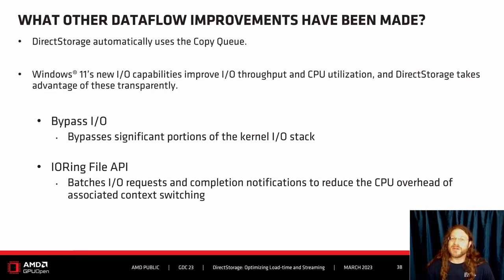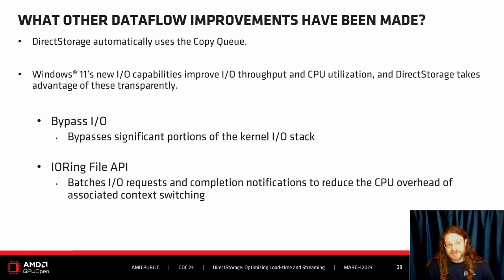So what other types of data improvements have been made? DirectStorage automatically uses the copy queue. So if your title isn't already using the copy queue, once you've implemented DirectStorage, the copy queue will be automatically used. It also takes advantage of Windows 11's new I/O capabilities that improve throughput and CPU utilization, and it does so transparently. That means that you do not have to implement it yourself for users of Windows 11 and Windows 10. You just have to implement DirectStorage, and you'll get optimal usage of both.